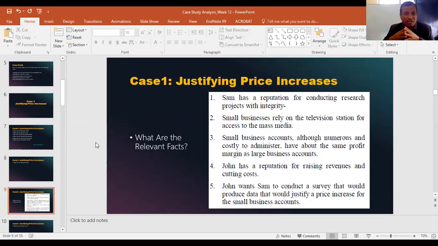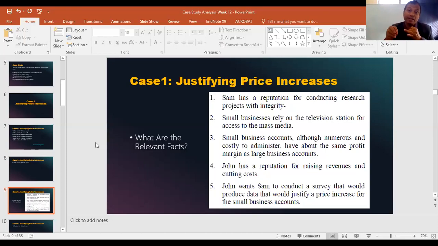So could you see all these fives? This is just a listing of the five facts. Sam has a reputation for conducting research projects with integrity. Is that a fact? Yes, it is. Small businesses rely on the television station for access to the mass media. Otherwise, they will not survive. That is the fact given in the case.